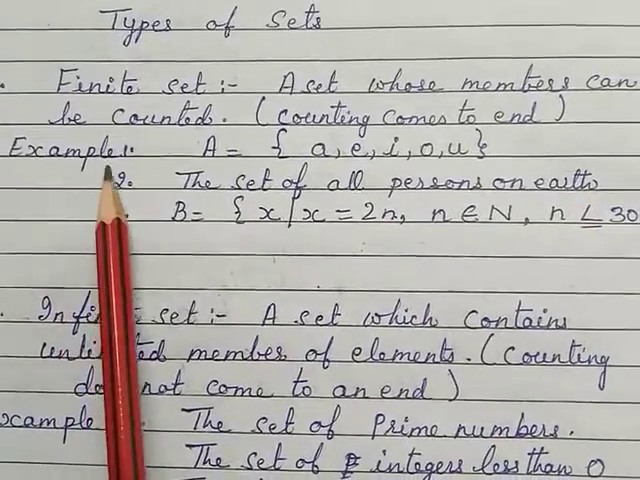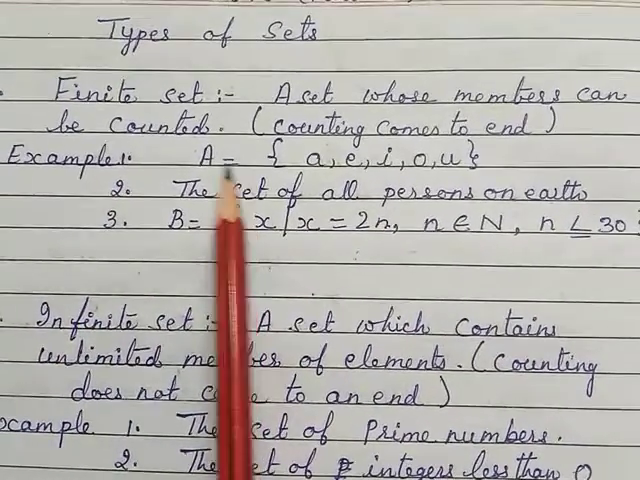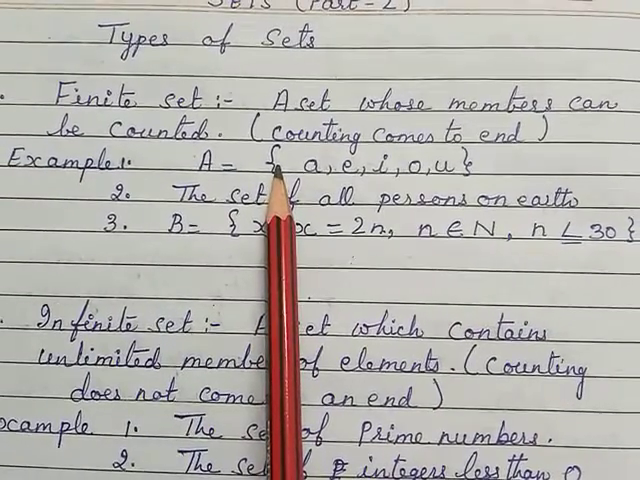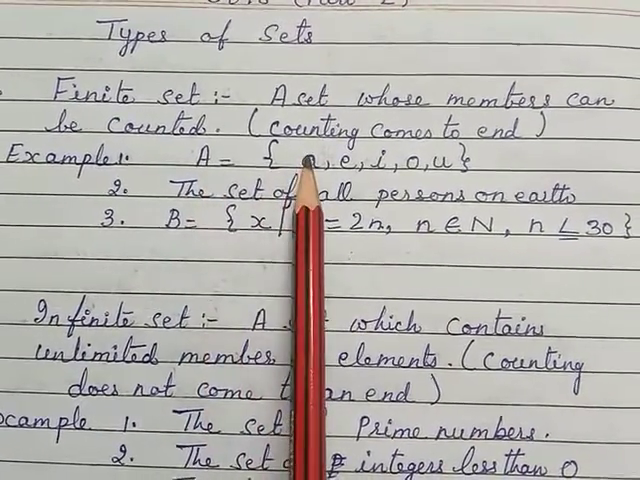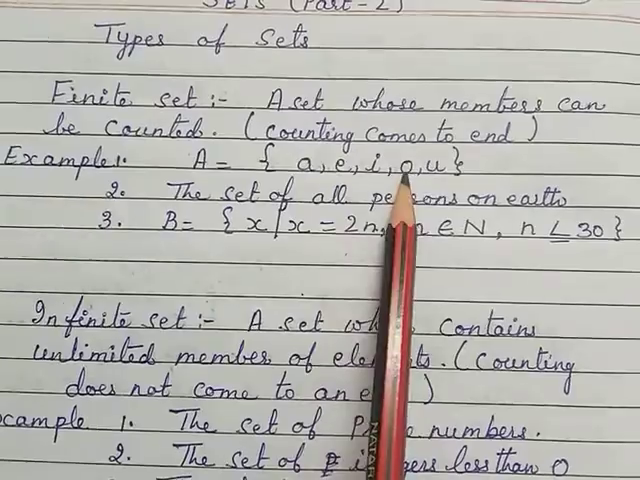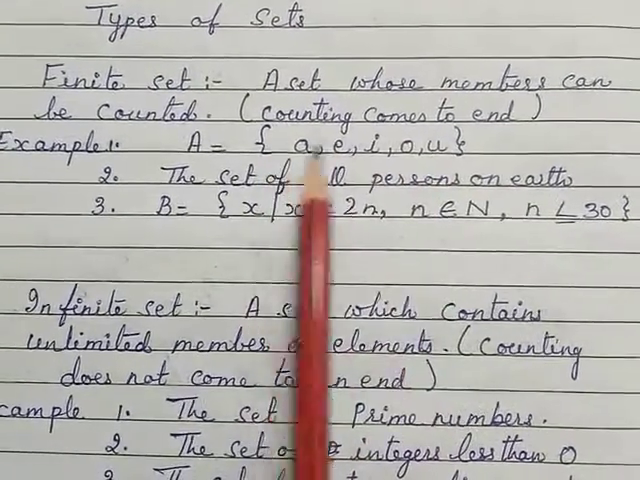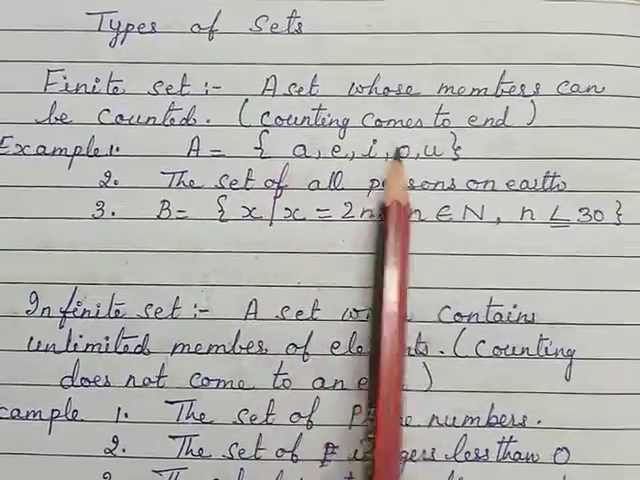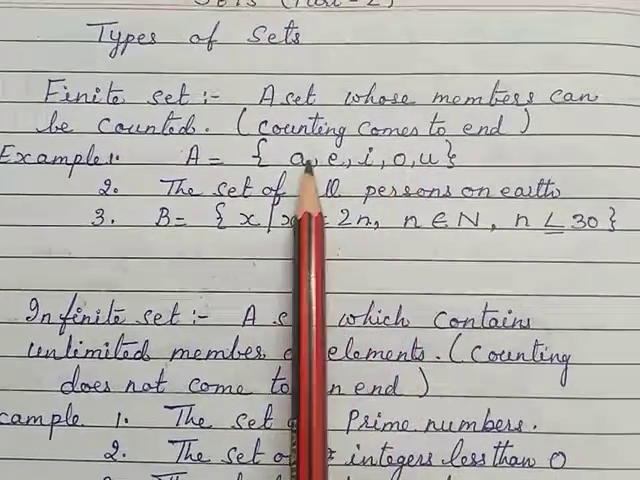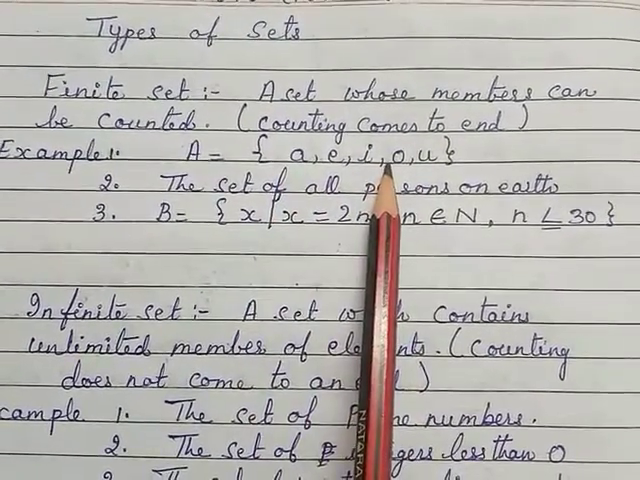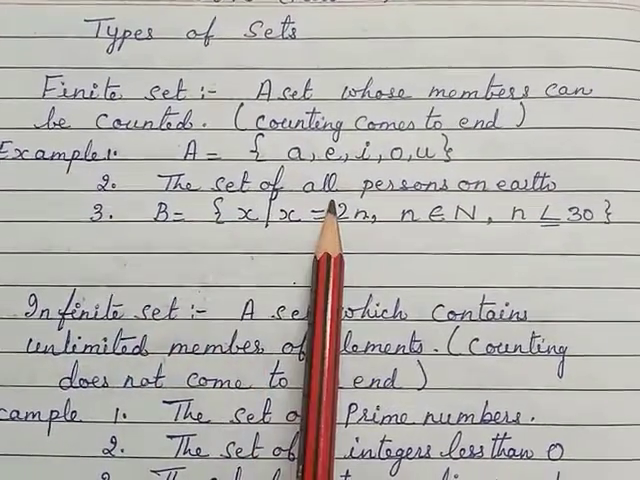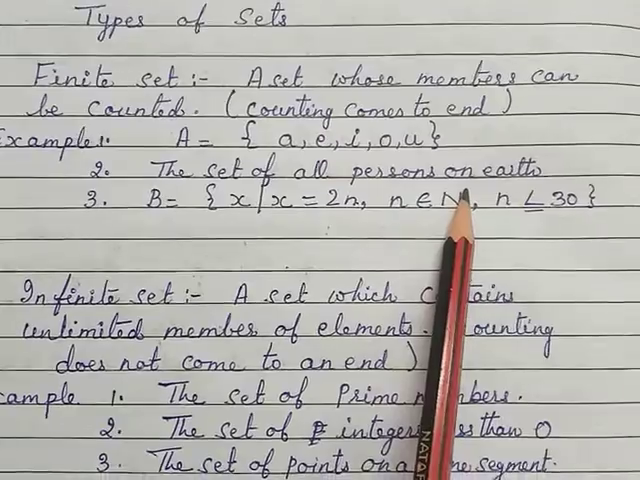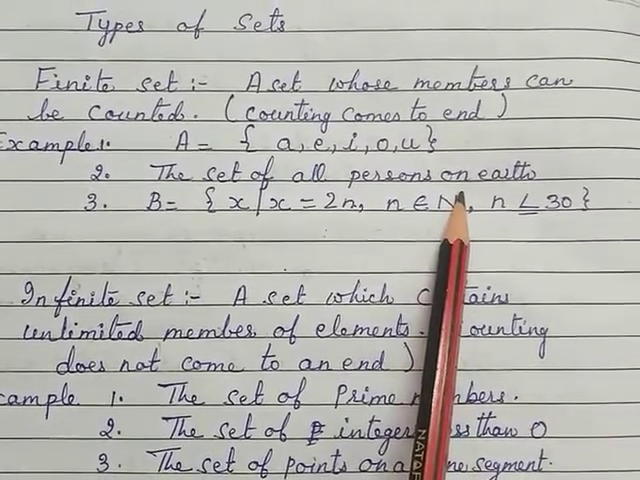Suppose one example I have taken here: set A, and the elements in this set A are a, e, i, o, u. So 5 elements are there. Counting has come to an end, so this is a finite set. Number 2, the set of all persons on the earth. We can count the number of persons present on the earth.